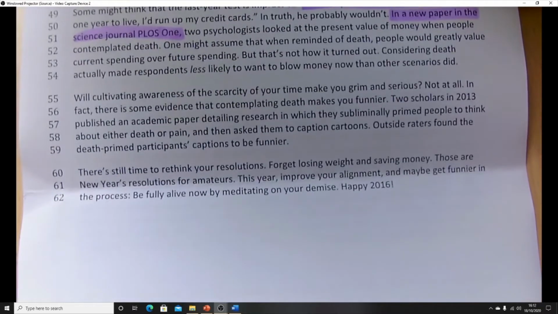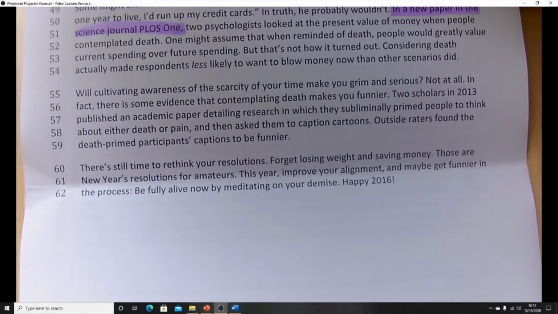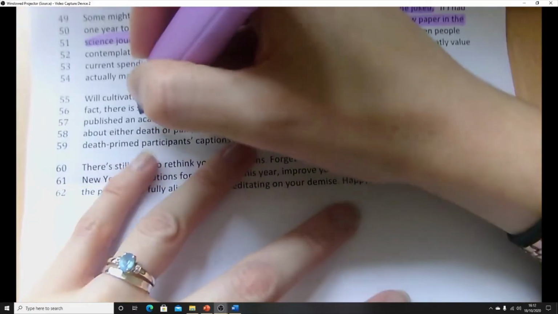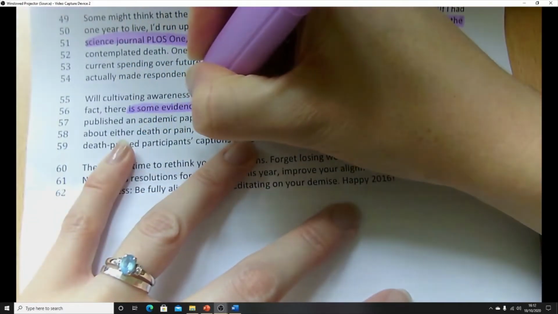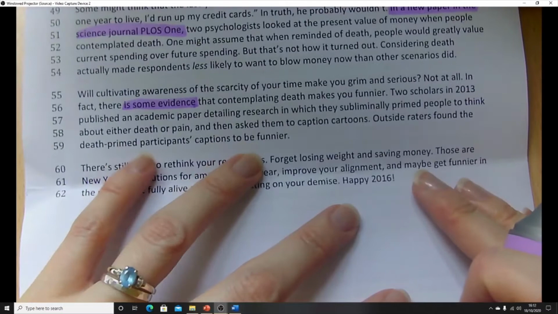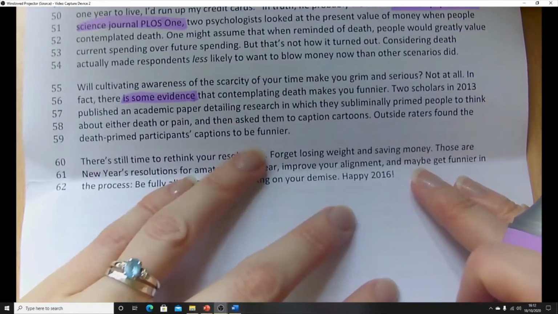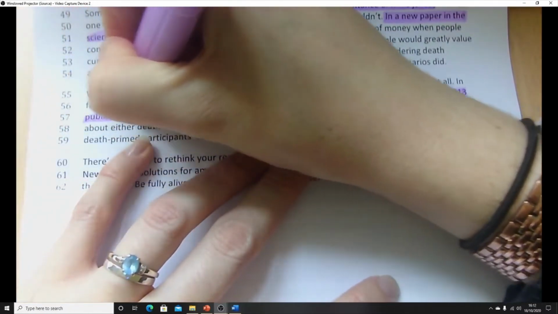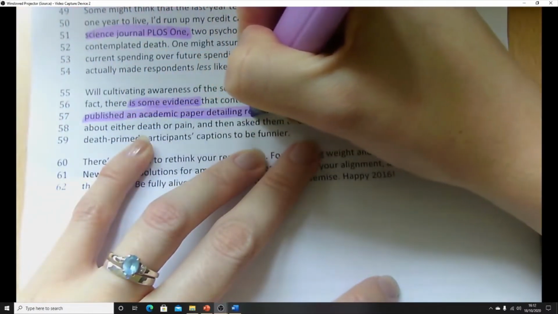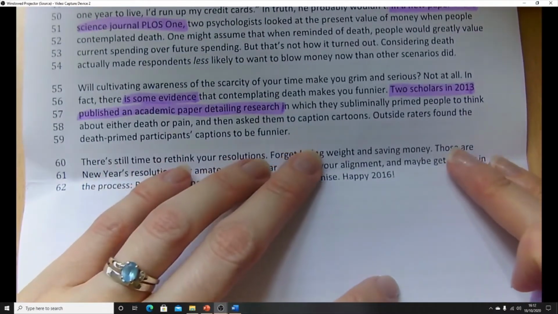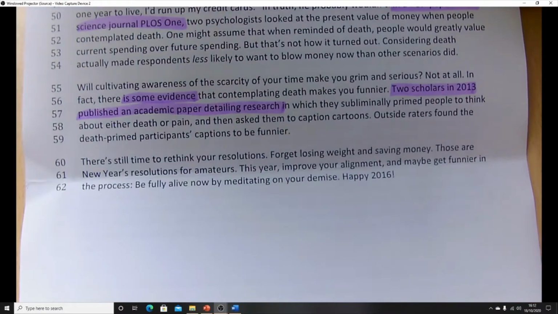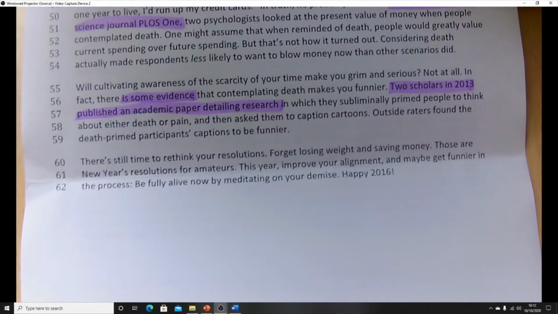Will cultivating awareness of the scarcity of your time make you grim and serious? Not at all. In fact, there is some evidence, so again he's talking here from research, that contemplating death makes you funnier. Two scholars in 2013 published an academic paper. Again, his experience is coming second-hand through research. It detailed research in which they subliminally primed people to think about either death or pain, and then asked them to caption cartoons. Outside raters found the death-primed participants' captions to be funnier.